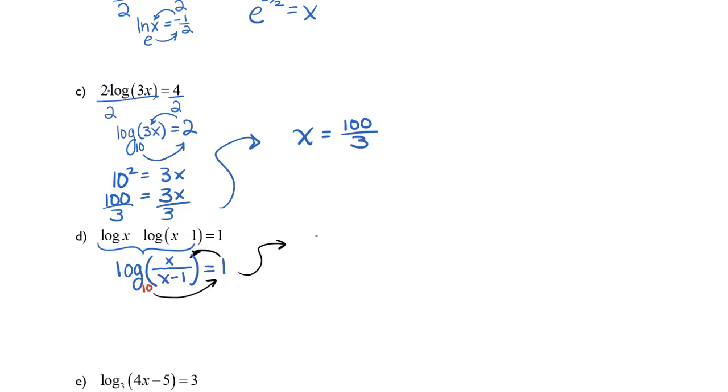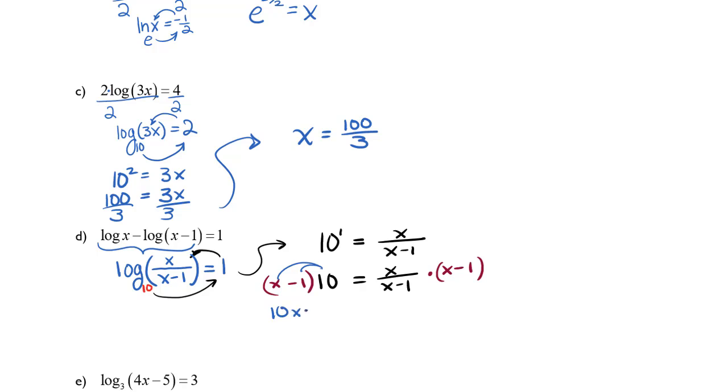So let's rewrite it that way. 10 to the 1 equals x over x minus 1. So 10 is equal to x over x minus 1. We're almost there. Multiplying by x minus 1 to clear my fractions on both sides, distributing the 10 through, I'll have 10x minus 10 equals x. Notice that the x minus 1 in the denominator divides with the x minus 1 in the numerator on the right-hand side.